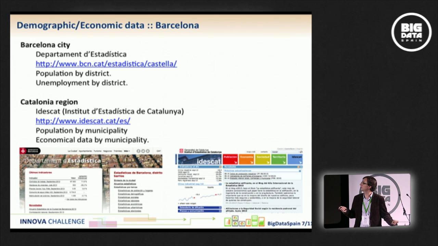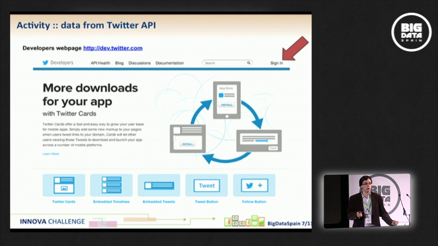At the level of Barcelona, you can also find the Departamento de Estadística of the Barcelona City Council and also the Catalonia region. You can find the data: population by district, unemployment by district, population by municipality, and economical data by municipality.